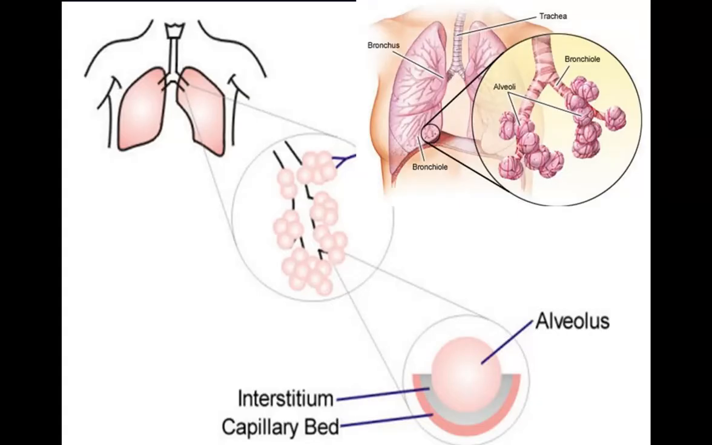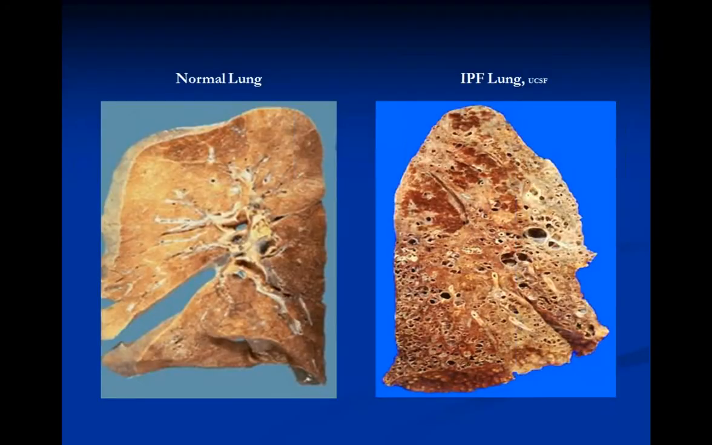This diagram shows the space between the alveolar epithelium and the capillary endothelium, that is the interstitium. You see this diagram, normal lung and interstitial lung. As I told in the previous slide, interstitial lung is a misnomer, because it involves almost the entire lung. So the more appropriate term than interstitial lung disease is DPLD, diffuse parenchymal lung disease.